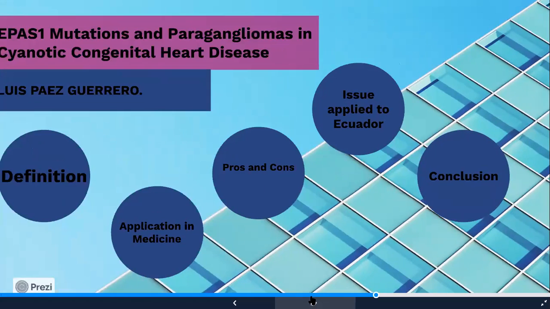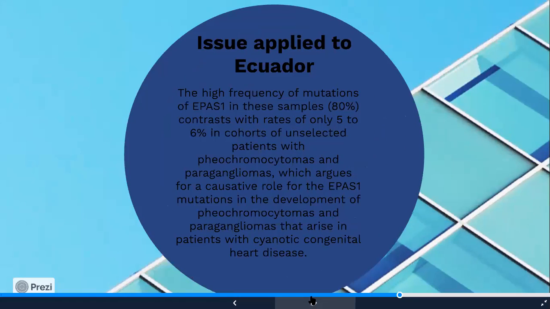Okay. Issue applied in Ecuador. The high frequency of mutations of EPAS1 in the samples, 80%, contrasts with rates of only 5 to 6% in cohorts of unselected patients with pheochromocytomas and paragangliomas, which argues for a causative role for the EPAS1 mutations in the development of pheochromocytomas and paragangliomas that arise in patients with cyanotic heart disease.